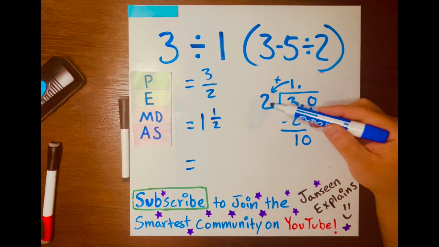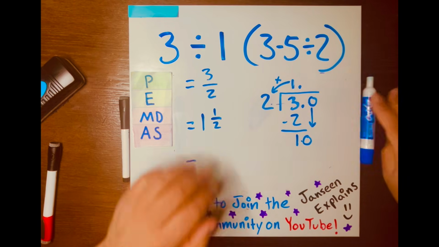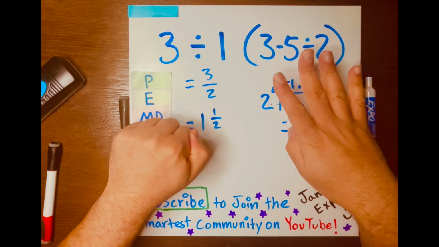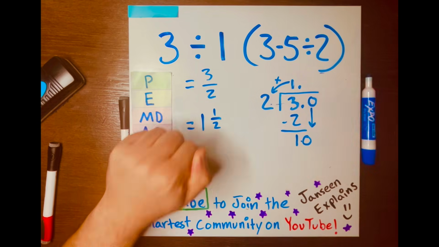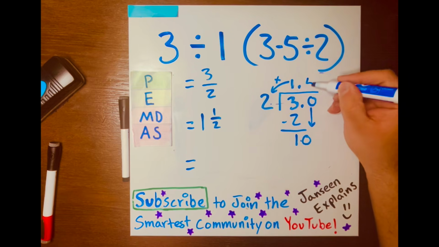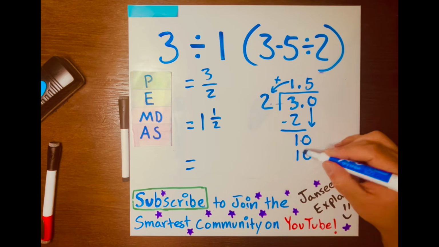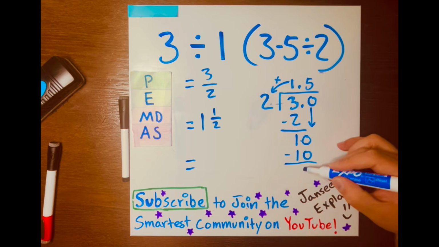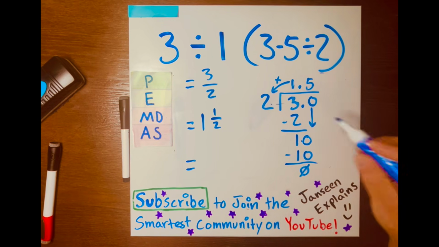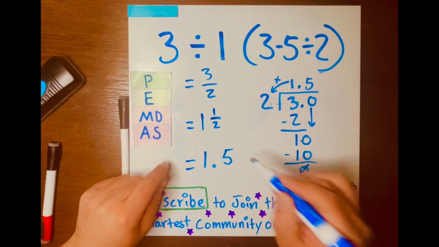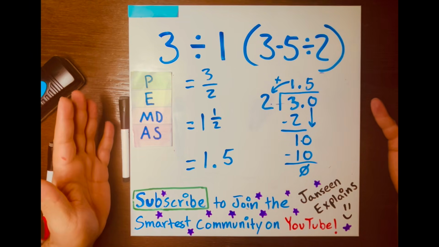And the 1 becomes a 10. Now, how many times can 2 fit into 10? So you got 10 fingers. 1, 2, 3, 4, 5. 5. Good job. And then 5 times 2 is 10. And 10 minus 10, 0. So your answer is 1.5. Look at that. Easy peasy.